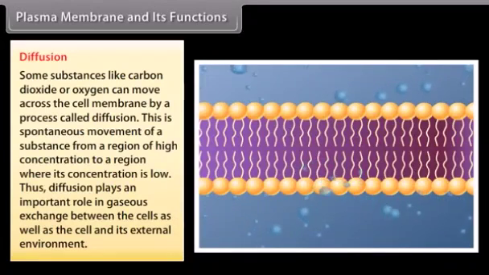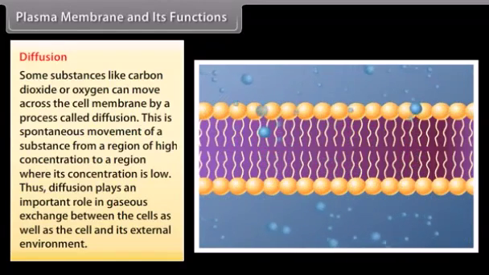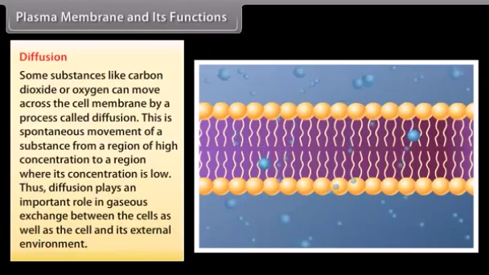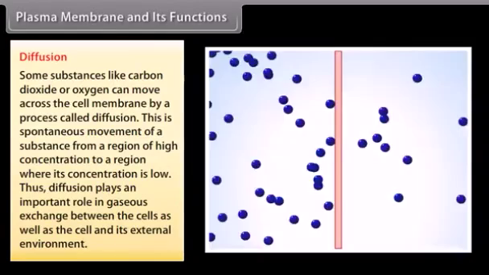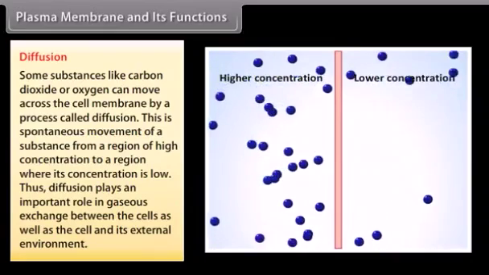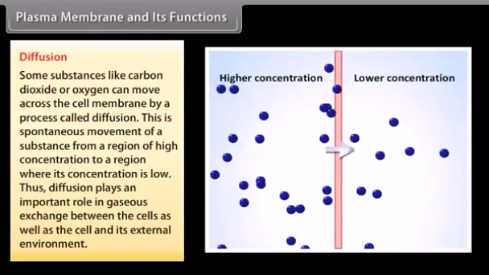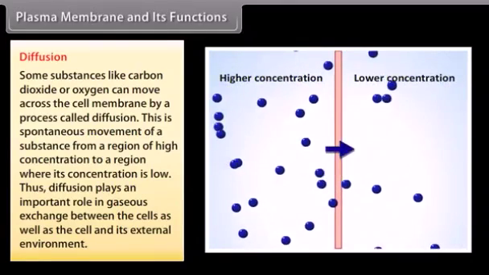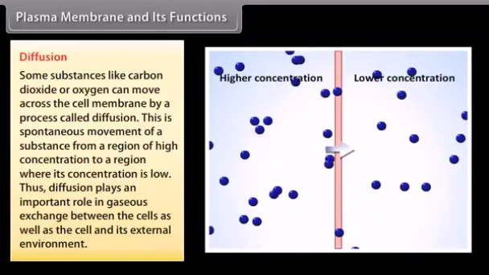Diffusion. Some substances like carbon dioxide or oxygen can move across the cell membrane by a process called diffusion. This is spontaneous movement of a substance from a region of high concentration to a region where its concentration is low. Thus, diffusion plays an important role in gaseous exchange between the cells as well as the cell and its external environment.